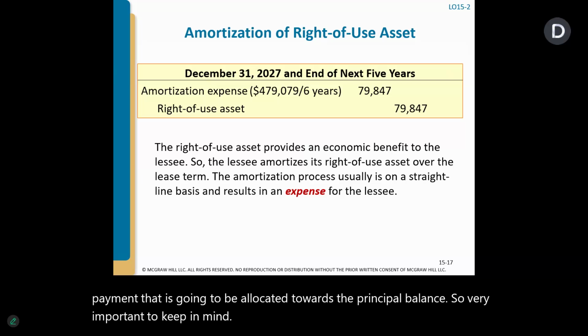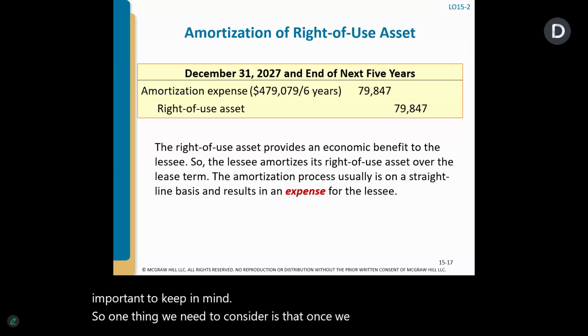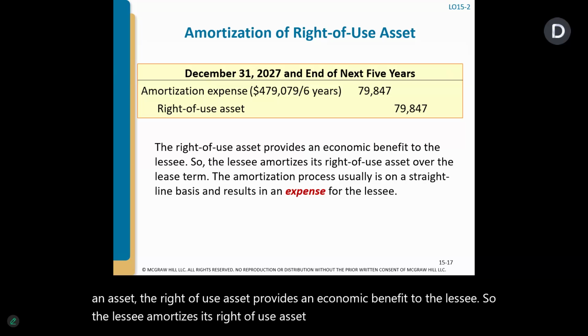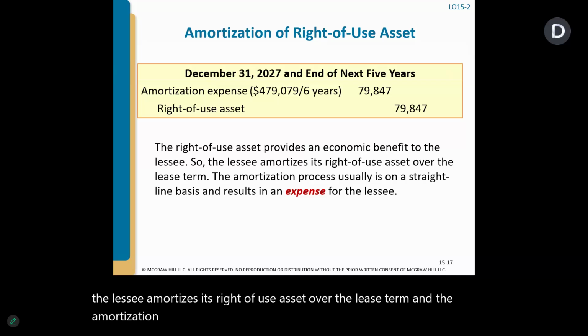So one thing we need to consider is that once we do receive the right to use an asset, the right of use asset provides an economic benefit to the lessee. So the lessee amortizes its right of use asset over the lease term. And the amortization process usually is going to be on a straight line basis and is going to result in an expense for the lessee.